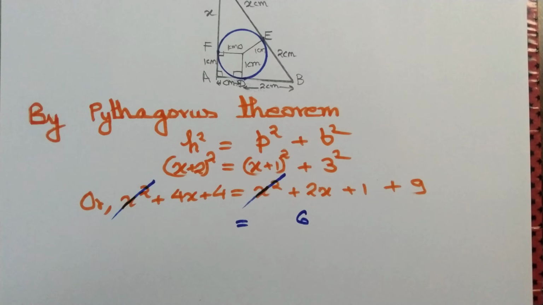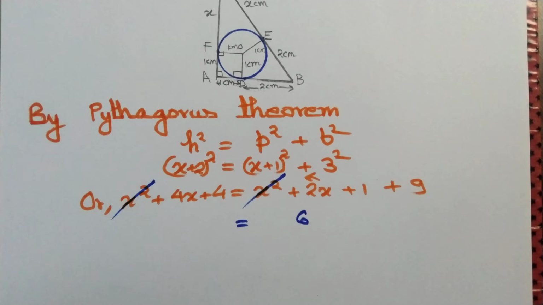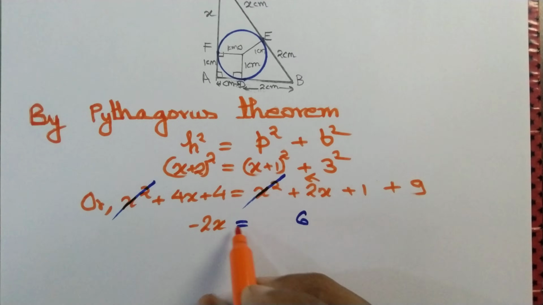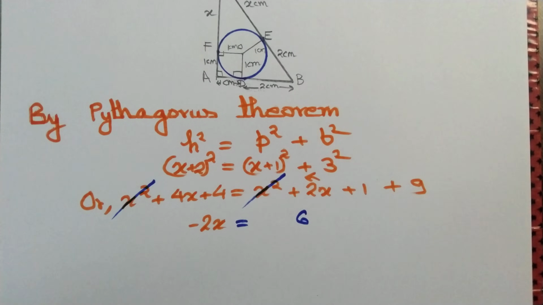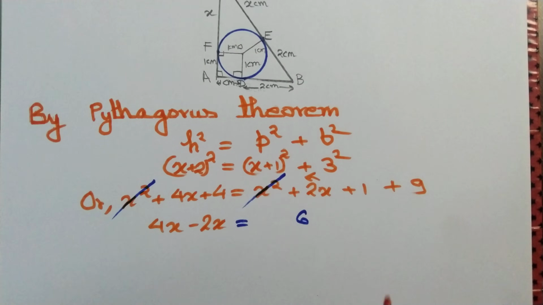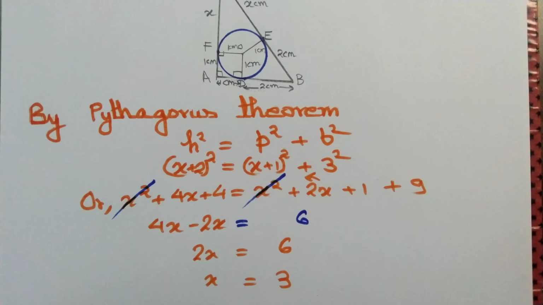We take the variable to the left hand side. We got 4x, that's a variable. 2x is also a variable. We take it to the left hand side and sign change. What we get is 4x minus 2x equals 6. And thus 2x equals 6, or x equals 3.